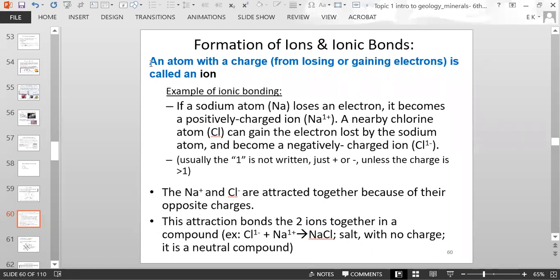Okay, so to continue with ionic bonds, an atom with a charge is called an ion, right? And the charge comes from either losing or gaining electrons. This is what I was just talking about. If a sodium atom loses an electron, it becomes positively charged. Here I wrote Na+1. A nearby chlorine atom can gain the electron and become negatively charged, Cl1-. Usually, if the number is 1, you don't write the 1, you just write the plus or the minus. If the charge is greater than 1, then you write the number. Then the Na and the Cl are attracted together because of their opposite charges.